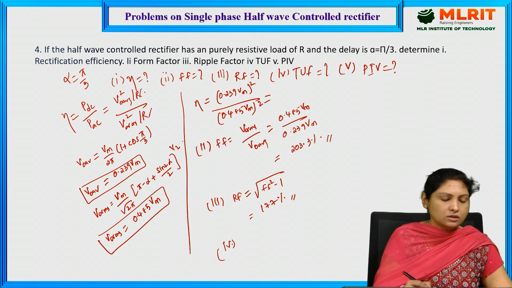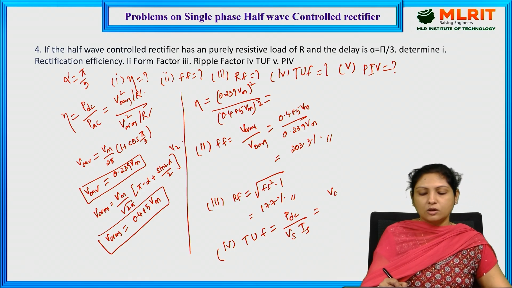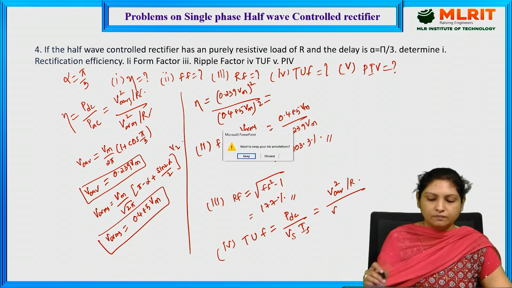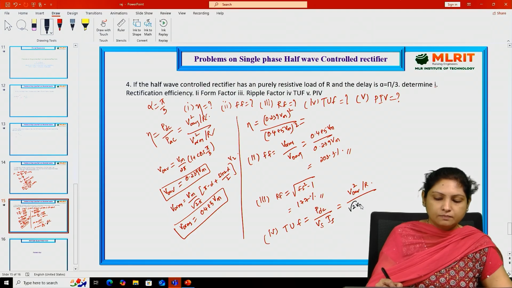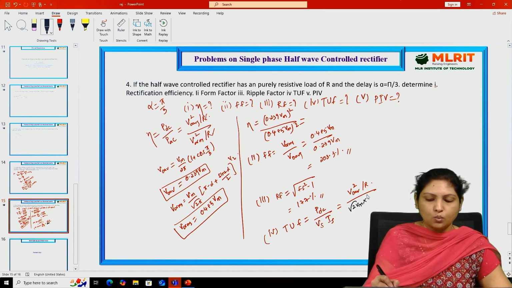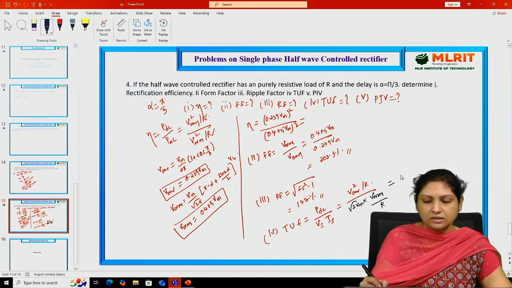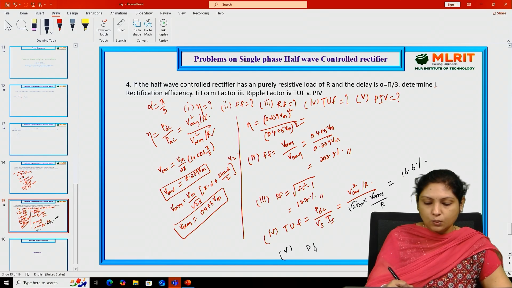Similarly, we need to find out the transformer utilization factor, and the formula for the transformer utilization factor is given by PDC, the DC power, by Vs into Is, where PDC is nothing but, we have seen the formula already, V naught average square divided by R, and Vs is nothing but Vm by root 2, into Is, and here Is is equal to V naught RMS divided by R. If you resolve this, we get this value as 16.6%.